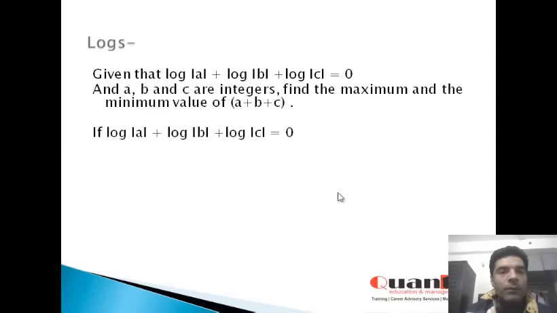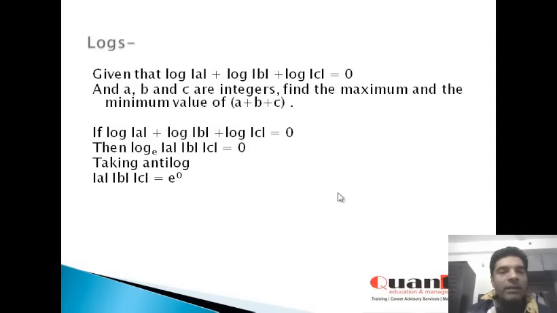If log of mod A plus log of mod B plus log of mod C is equal to 0, we know that a simple rule of log is that when they are in addition, we multiply these three factors. So log base e of mod A, mod B, mod C will be equal to 0. Taking anti-log of it will give us mod A, mod B, mod C is equal to e to the power 0. e to the power 0 is nothing but 1. So that means mod A, mod B, mod C is equal to 1.